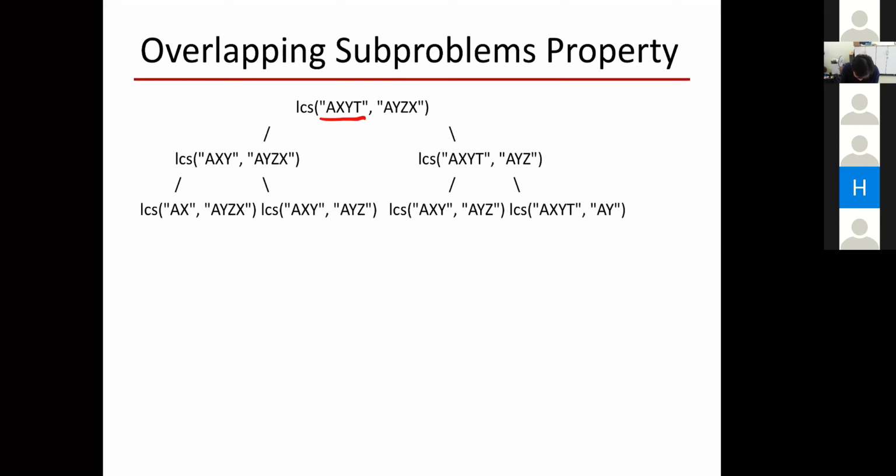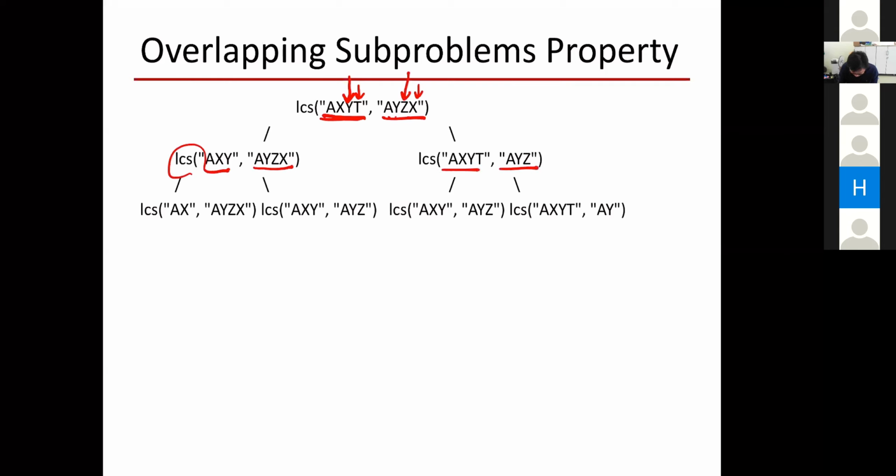So for a simpler example, AXYT and AYXT, if it matches, not an issue. But if it didn't match, what do we do? Increment this pointer, then AXY and this one, then repeat LCS on this size. Decrement this size and compare this.